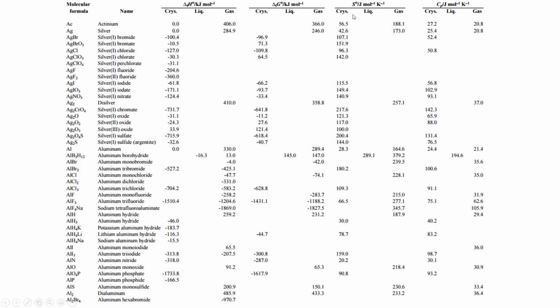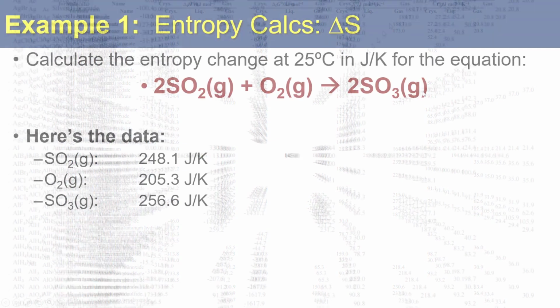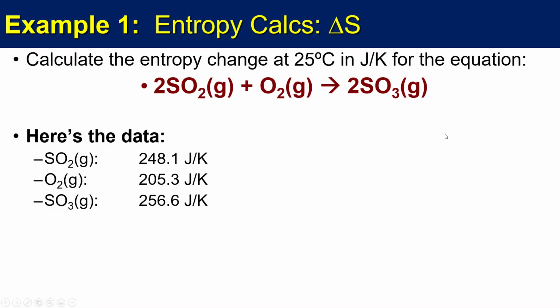So we have to figure out, is it a solid, is it a liquid, is it a gas, and then we take the entropy value and use it accordingly. So let's try our first example. Here we have the synthesis of sulfur trioxide, and let's see if we can qualitatively figure out what's happening in entropy. I'm looking at my reactants and products.